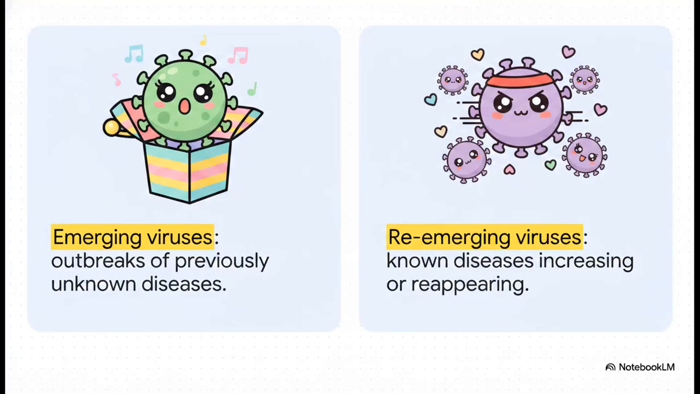It's absolutely vital to contrast what we call emerging viruses with re-emerging viruses, because they really pose totally different challenges. Emerging viruses are the pathogens causing outbreaks of completely previously unknown diseases. Think of them as the total surprises. Re-emerging viruses, on the other hand, well, they're the known enemies. These are diseases we thought we actually had a handle on, but suddenly they're reappearing after a big decline, or they're rapidly increasing their range. They just show this really stubborn persistence that we can't easily control.